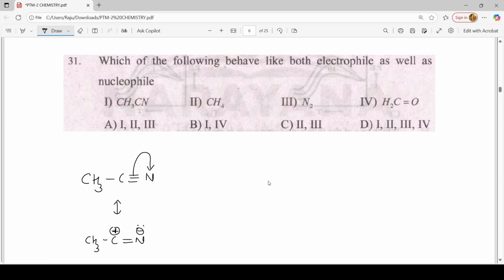Coming to option D, students, here there is a double bond with a pi electron cloud existing between two different electronegative atoms, carbon and oxygen. The pi electron cloud is delocalized towards the electronegative oxygen atom. Here carbon has a positive charge and oxygen has a negative charge. So oxygen acts as a nucleophile and carbon acts as an electrophile. So 1 and 4. 31st question, it's a very simple question.